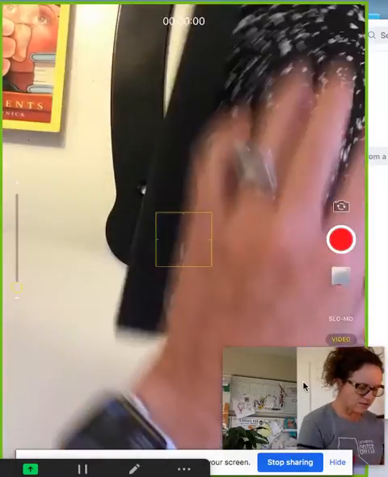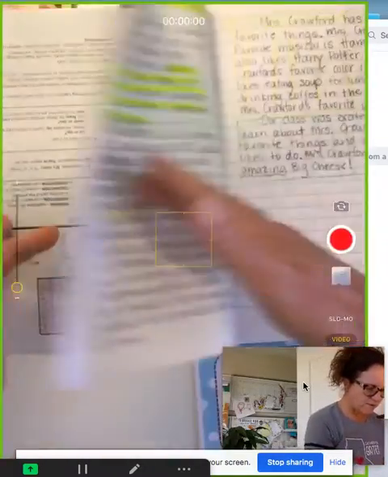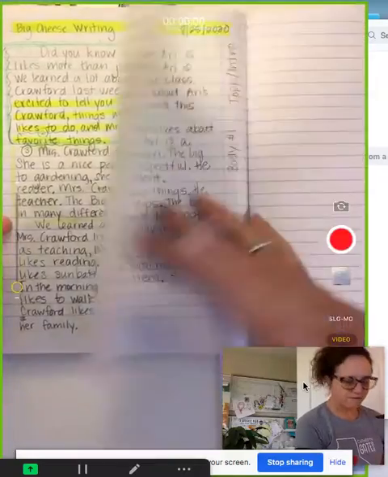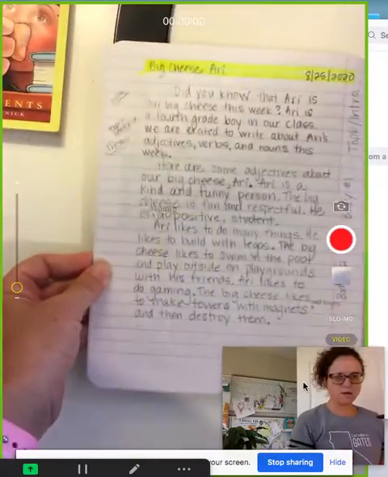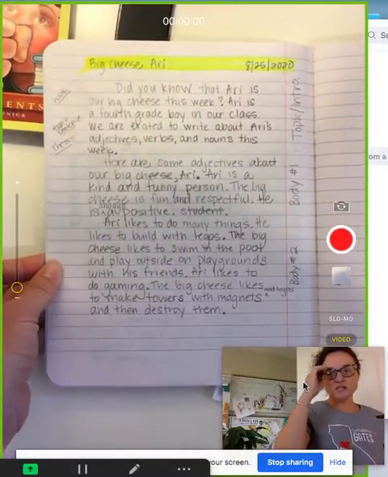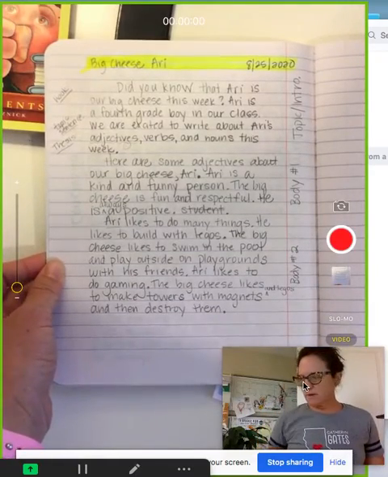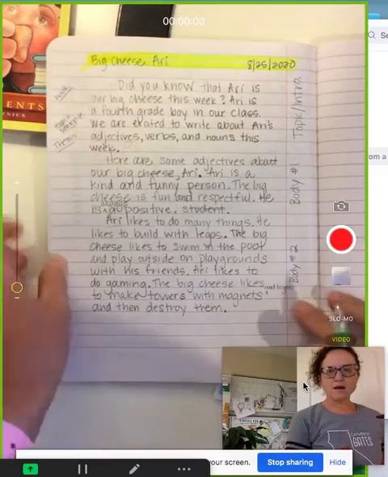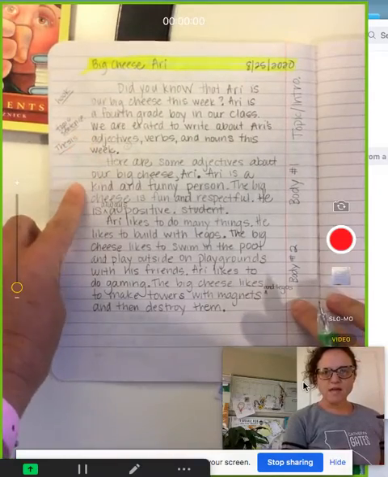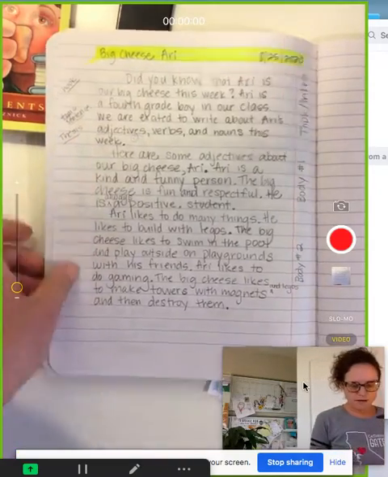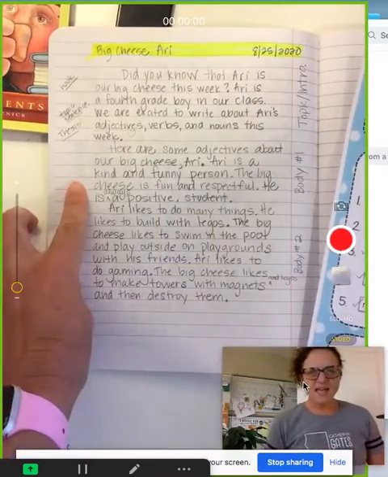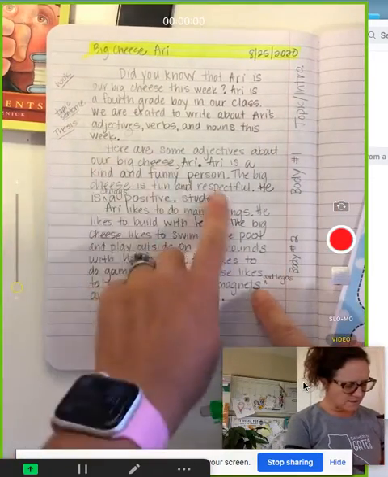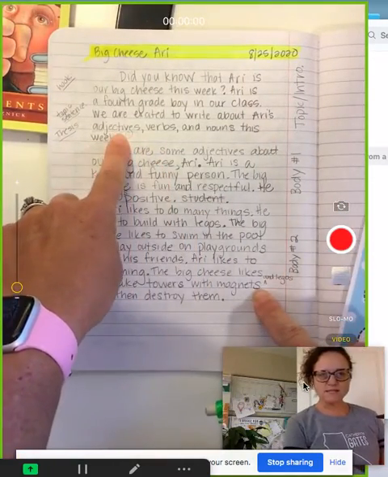We're going to turn in the practice side of our notebook, past Mrs. Crawford's big cheese writing, and here we go on to Ari's big cheese writing. And we'll just remember for a moment that we started with our intro paragraph, and then we have a body paragraph. And we know that this body paragraph connects with our thesis statement.